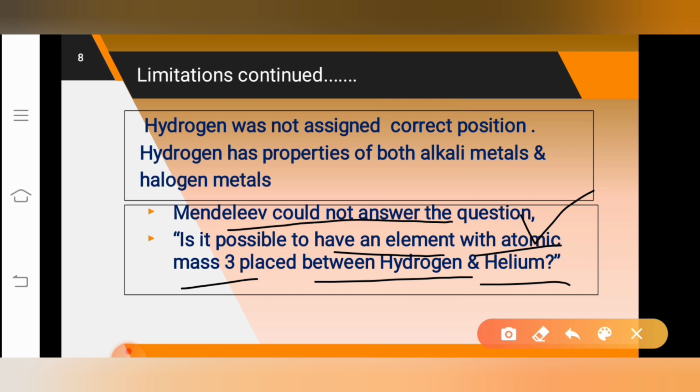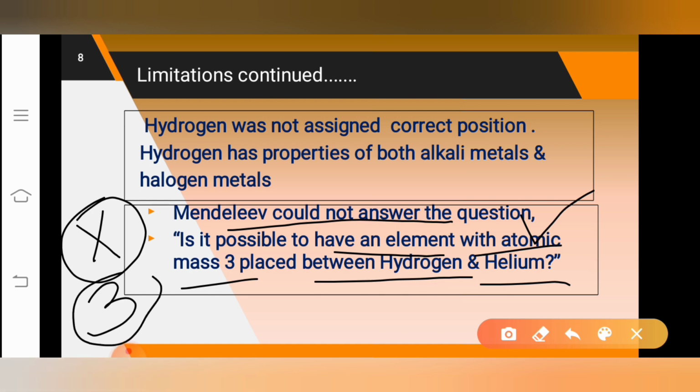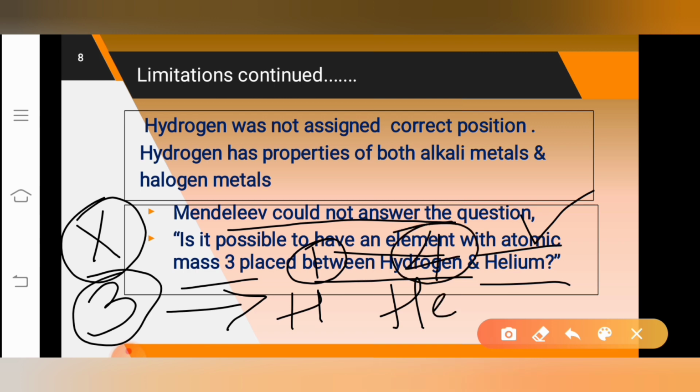Meaning, if there is an element X which is having an atomic mass 3, can this element be placed between the hydrogen and the helium? What is the mass of hydrogen? The mass of hydrogen is 1, right? And followed by the mass of helium, helium is 4. So now the question is, can it be possible for an element X to come in between, that is, between the hydrogen and helium? This is according to the mass.